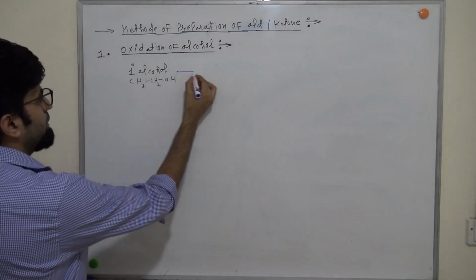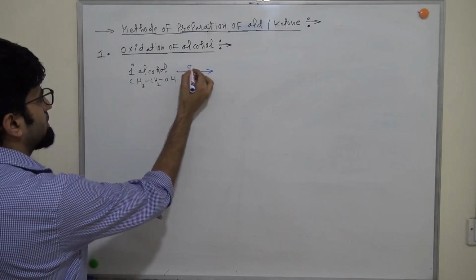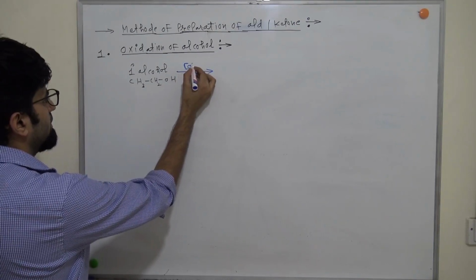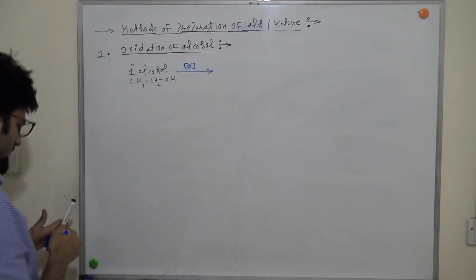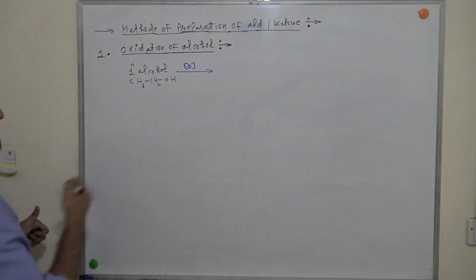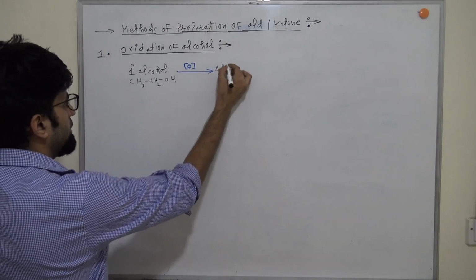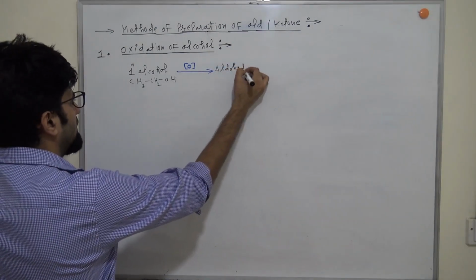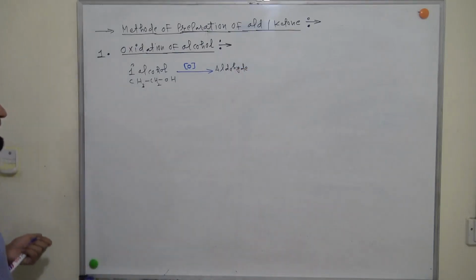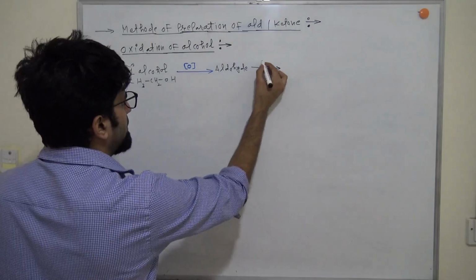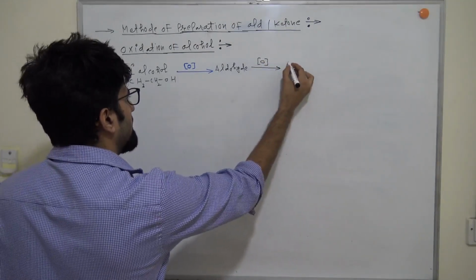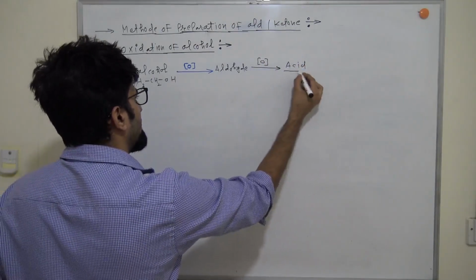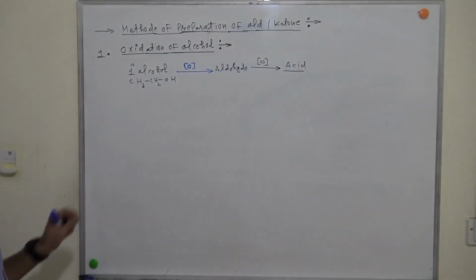So guys, if you do its oxidation, nascent oxidant, oxidation, right? It will convert first into aldehyde, okay, but aldehyde will not stop here. It will convert itself into acid. 1 degree alcohol, first it will convert to aldehyde, then it will convert to acid, right?